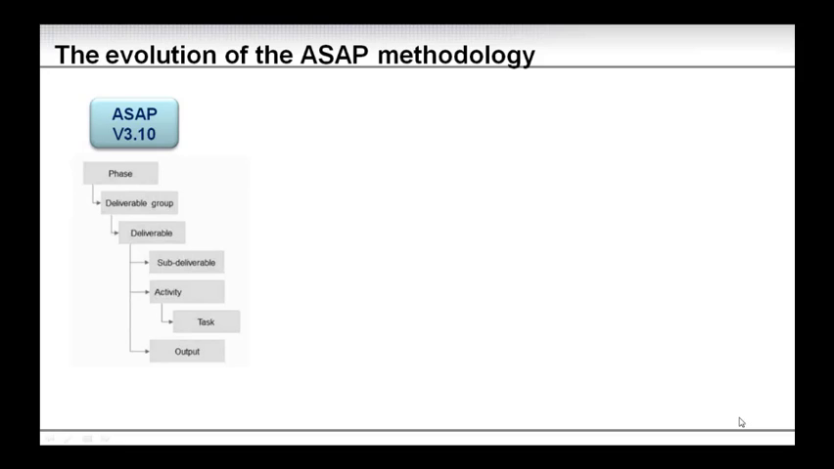But let's move on and have a look at the evolution of the ASAP methodology, especially on the implementation part. So it all started out, or the recent confirmed version we had that was generally released was the ASAP version 3.10. So it had a WBS structure where it divided the methodology into phases, deliverable group, deliverables, sub-deliverables, activities, tasks, and it had a component called output. So it operated with an input and an output version.